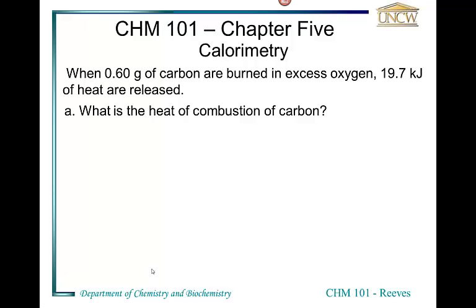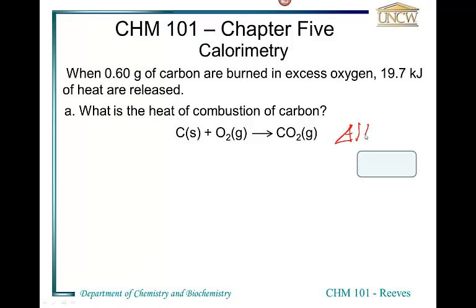We want to know what the heat of combustion of carbon is. All right, well, we're burning carbon, and when you burn a carbon or a hydrocarbon, your product is going to be carbon dioxide, and in the case of a hydrocarbon, you're also going to have water. So we want to know the enthalpy change for that reaction. There is no delta H here anymore. In fact, delta H equals a question mark. But we do know something about the energy. We know 19.7 kilojoules of heat are released when 0.6 of a gram of carbon burn.